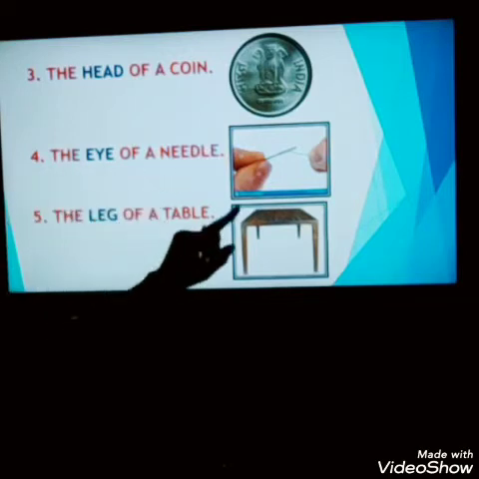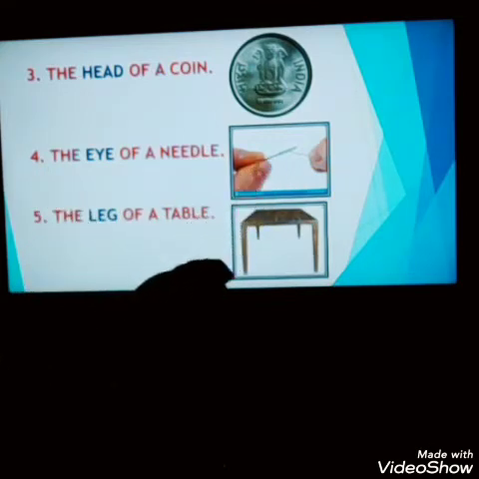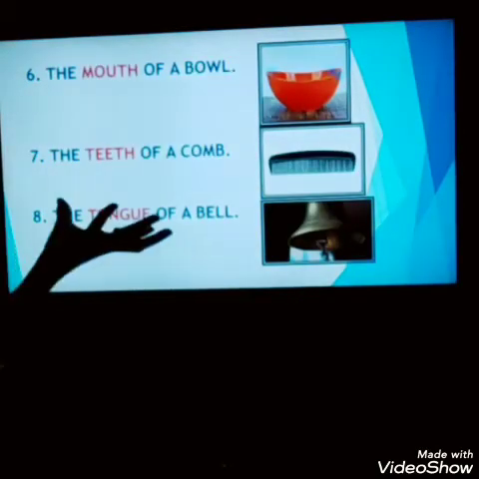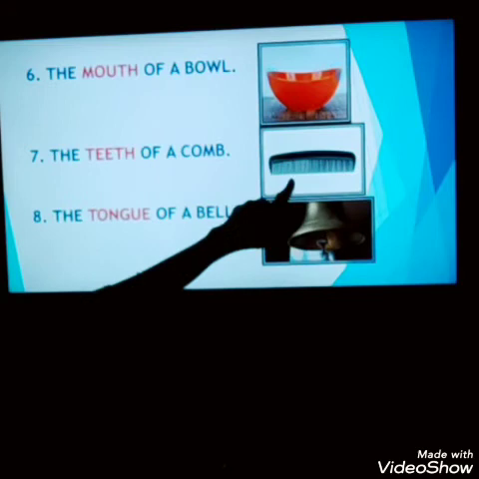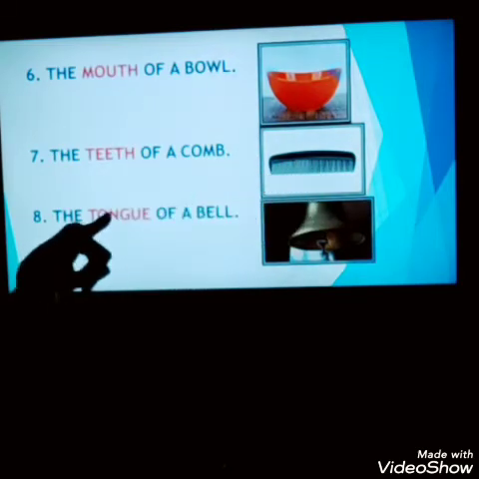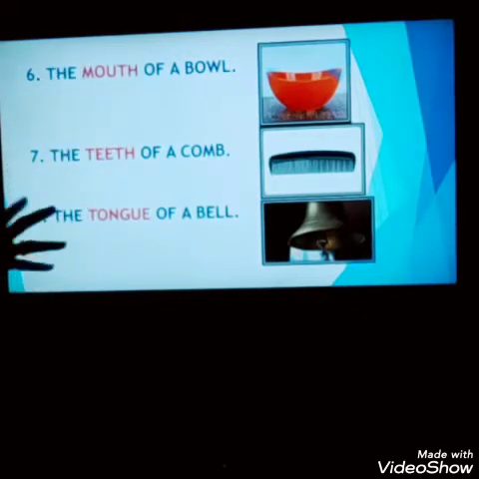The eye of a needle. The gap in a needle where we put thread is called the eye. The leg of a table. These are the legs of a table. The mouth of a bowl. The opening of a bowl is called a mouth. The teeth of a comb. These are the teeth of a comb. The tongue of a bell. This is the tongue of a bell. So we have to learn these body parts which we use in our language.